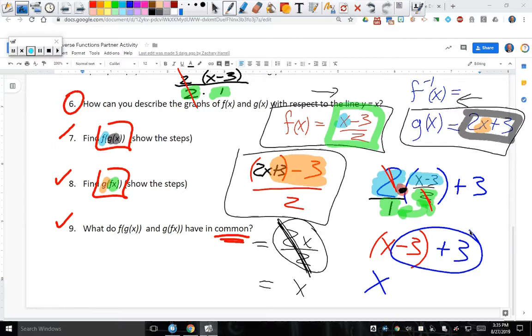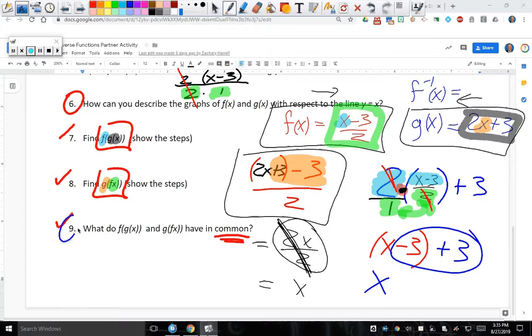Yes? So, couldn't you just, without having to do the 2 over 1 times x minus 3 over 1, with that whole thing, you could just cancel out the 2's and then cancel out the 3's and then be left with x. Yeah, same thing. No worries.